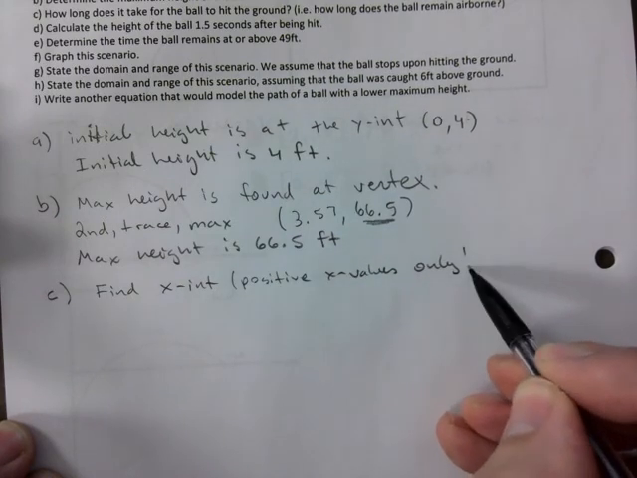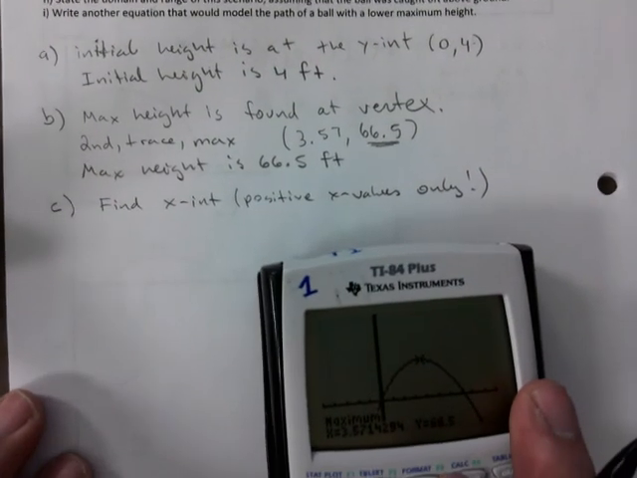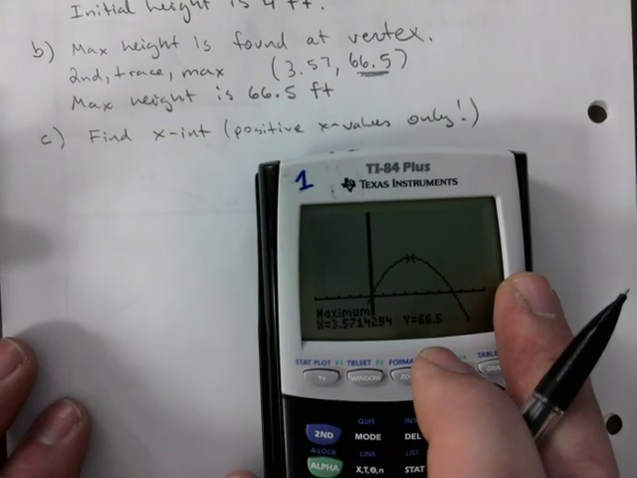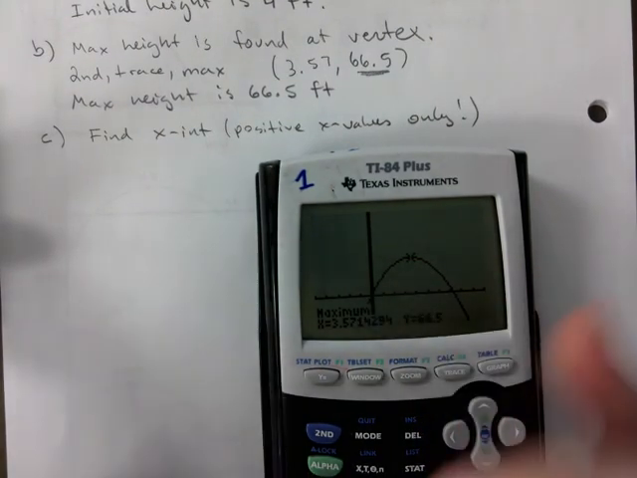okay? So some students give me the negative x-intercept as well because they just put on their study sheet, find the x-intercept, right? And you don't want that. Time is positive. So forget this one on the left because it is in the negatives, okay?